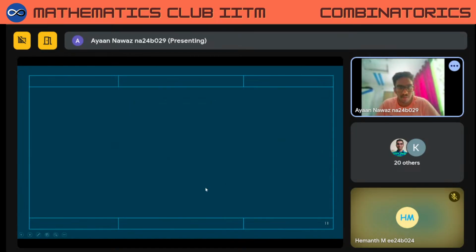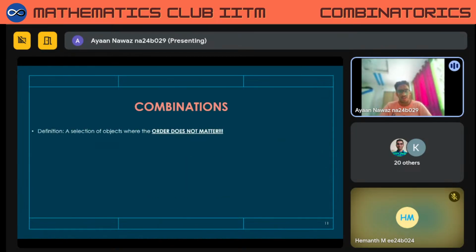Next. Combinations. A selection of objects where the order does not matter is a combination. Right? So always remember the order does not matter in a combination. This is a key point, whereas in a permutation, the order matters. Order of selection.